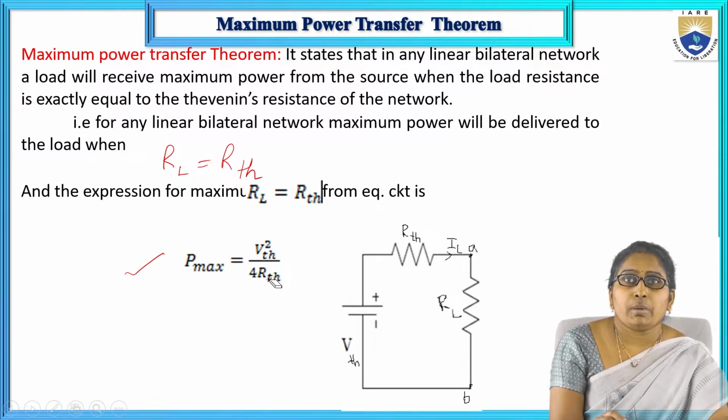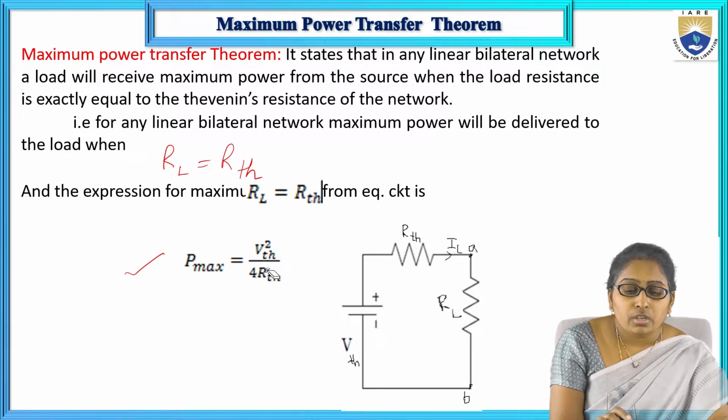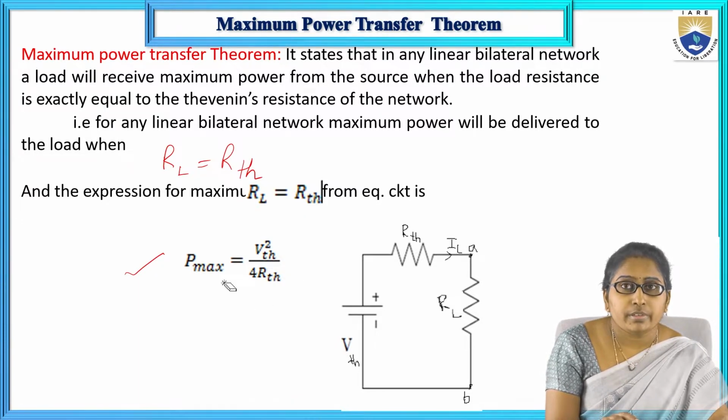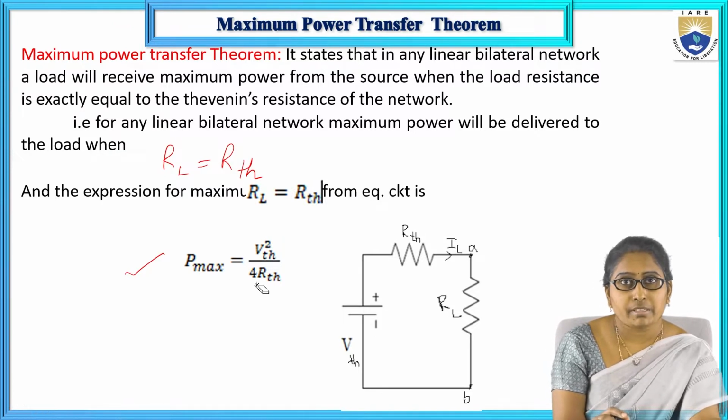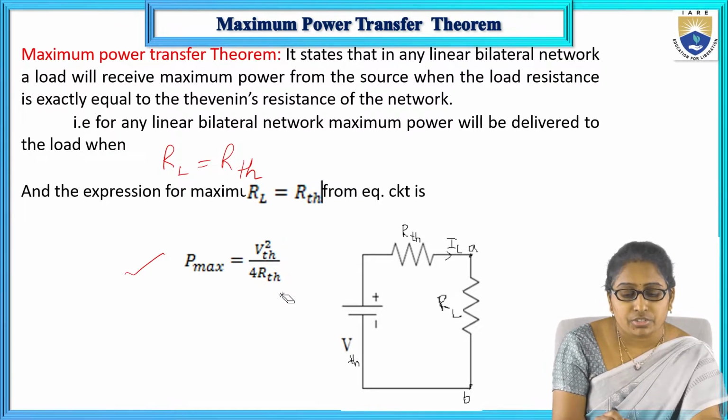Already in my previous lecture, we have seen Thevenin's theorem. In my previous lecture, I explained this Thevenin's theorem where we come across the Thevenin's voltage VTH and Thevenin's resistance RTH. So, this is the expression for maximum power: P max is equal to VTH square by 4 RTH.